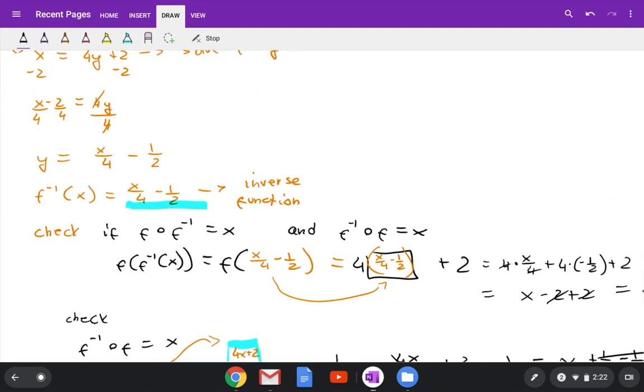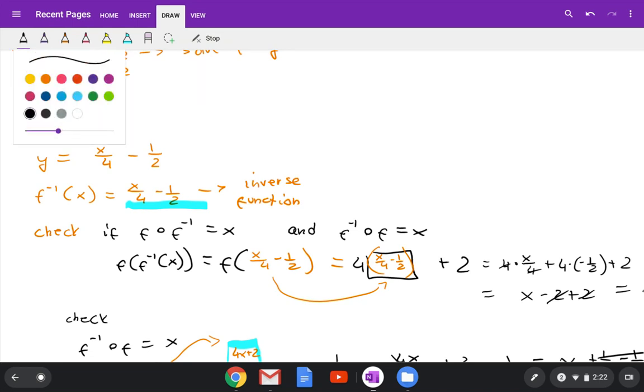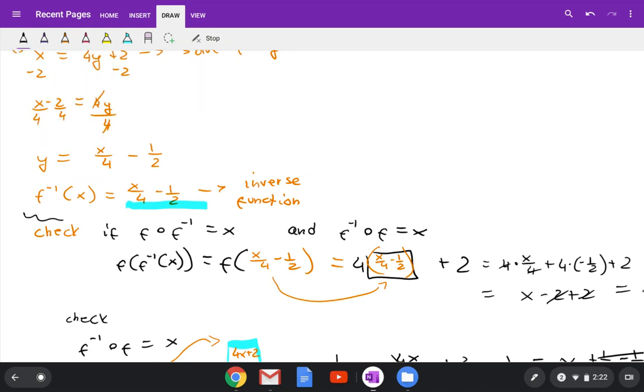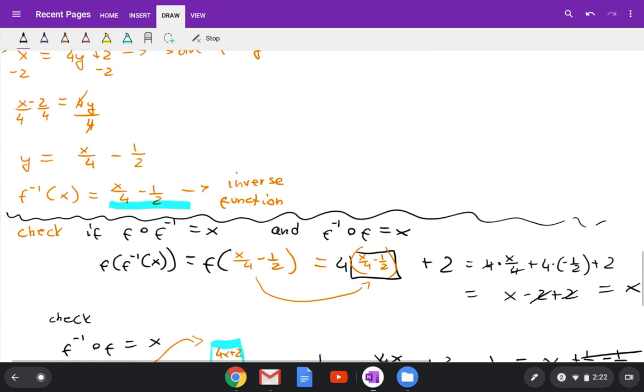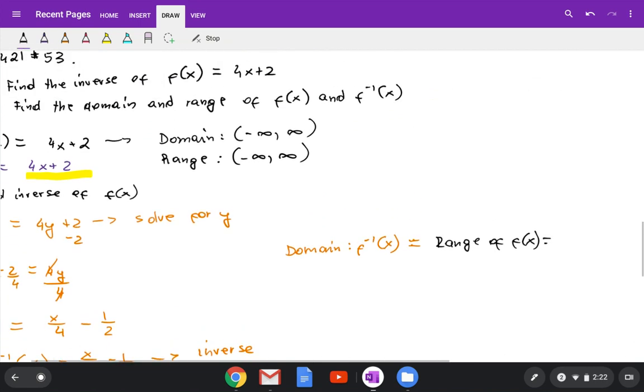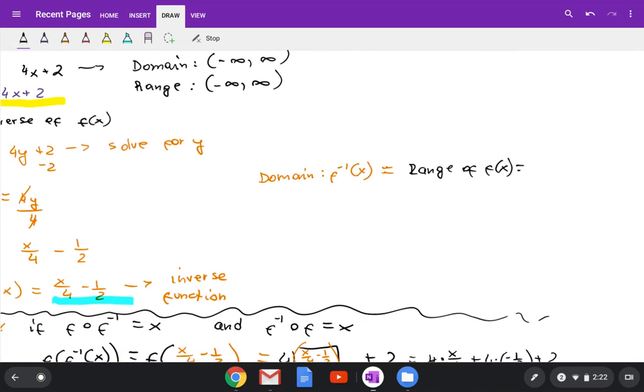So now, everything below it was just checking work. If you guys are confident about your algebra, it's up to you if you want to check. I just showed you how to check. Okay. Now what they ask you in that problem, they also ask you to find the domain of inverse. So domain of inverse is equal to the range of the original function, which we found already. It was all real. So I'm just going to copy it from negative infinity to infinity.